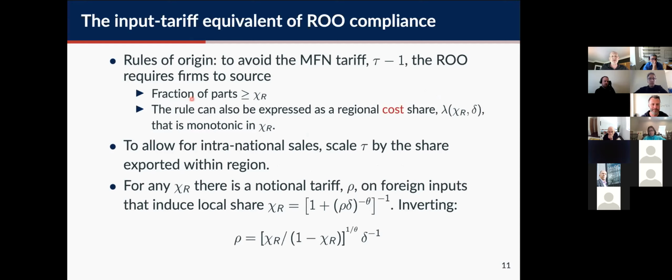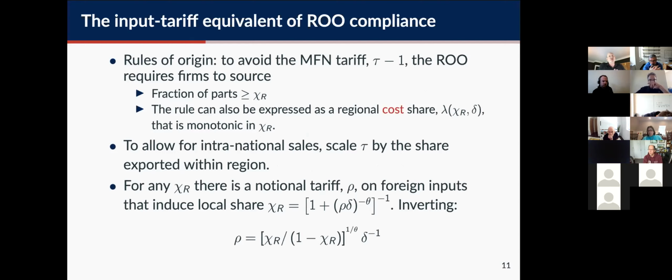I'm going to motivate everything graphically. Let me just tell you briefly how we think about the rule of origin. We model the rules of origin as if there was a tariff that the firm was being hit on for its parts, except that the tariff revenue comes right back to the firm.